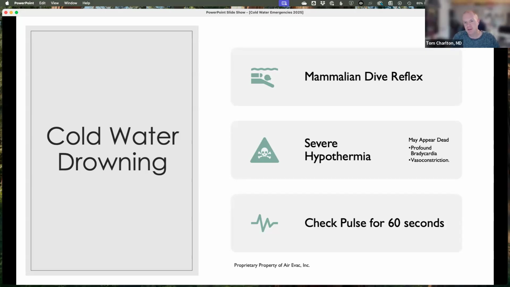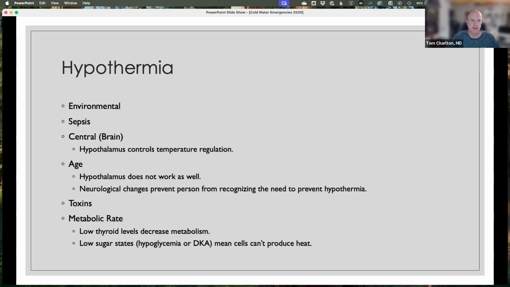These folks, ideally, will be severely hypothermic. They may even appear dead with profound bradycardia, and they may have significant vasoconstriction. Depending on how cold they were, you may need to check pulse for 60 seconds or so. I probably would err on the side of doing CPR on these folks rather than taking the full 60 seconds. But sometimes they'll be so bradycardic that it can be very difficult to feel for a pulse.